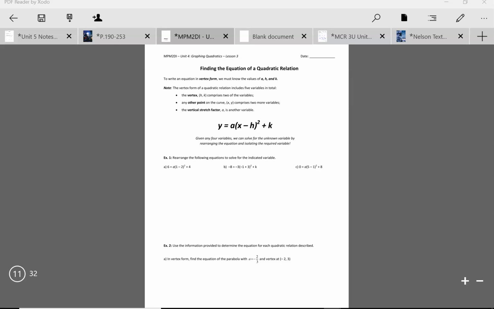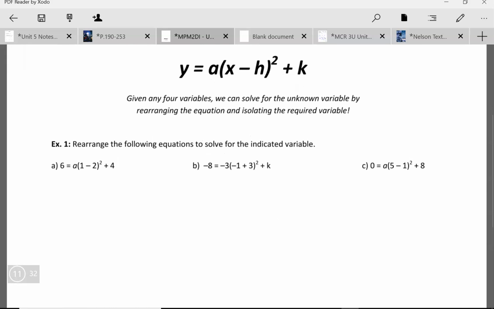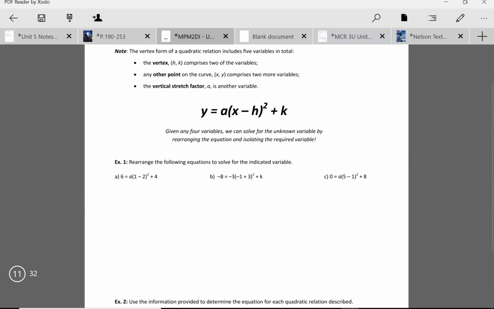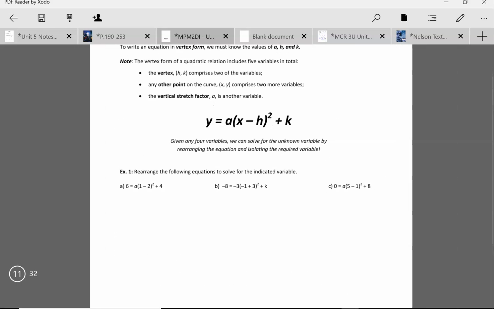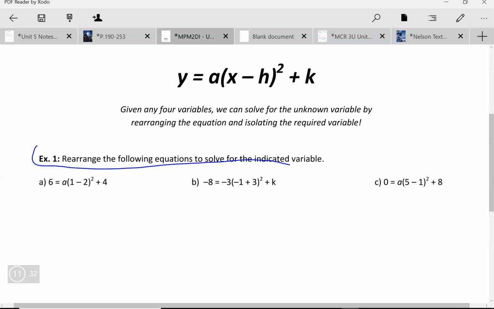Hello everybody and welcome to lesson 3 from our unit 4 graphing quadratics. We're actually going to be moving away from the graphing bit, as I mentioned previously, and we're going to be talking about how to solve some equations. So this is really going to be algebra based, and there is a point where I'll mention something about the general form of graphing and what it means for a point to be on a graph, but we'll get to that.